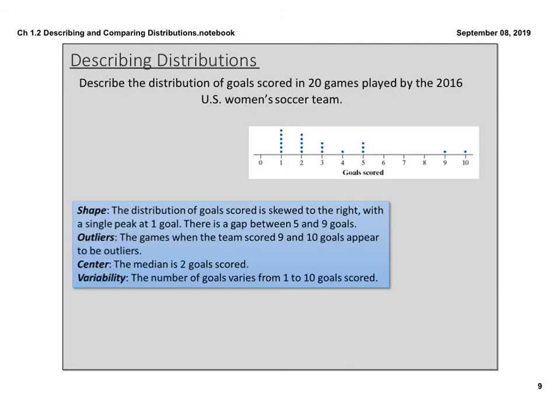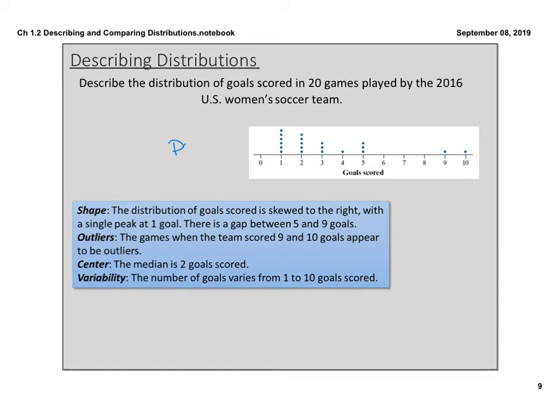All right, so we're going to practice doing this with a couple of sets of data because you want to list all four of these things: shape, center, spread, and any outliers, okay? Or in other words, SOCS: shape, outliers, center, spread. So in this first one, it says describe the distribution of goals scored in 20 games played by the 2016 U.S. women's soccer team. So here's our dot plot.